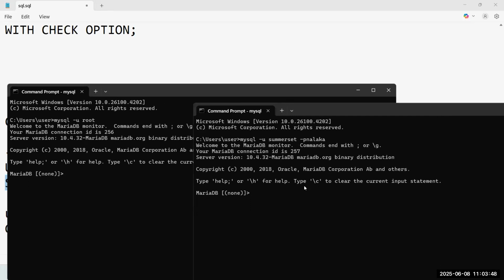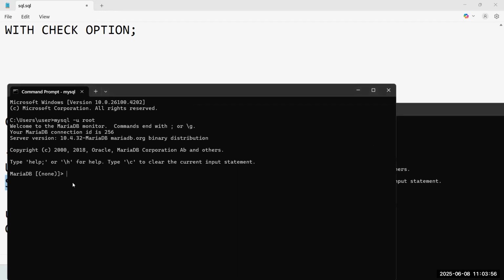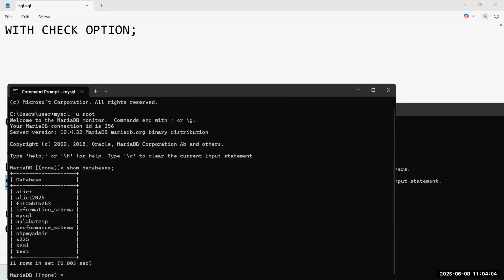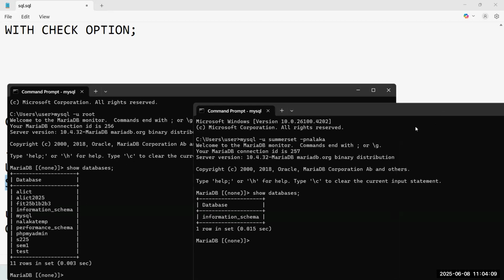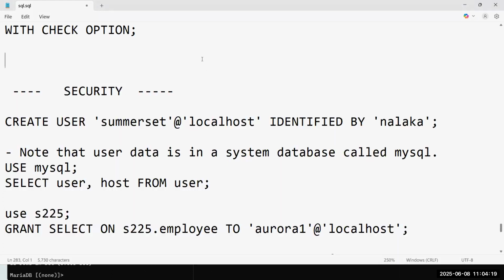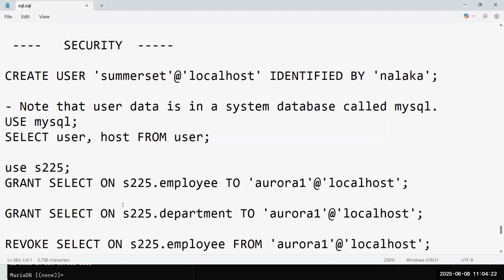Now let's see what are the databases. Show databases. It only shows information schema, but actually we have more databases, right? Say this is admin user, root user. Show databases. But my Somerset user can't see any database other than this information schema because we just created the user. By default, user has no access. No access.